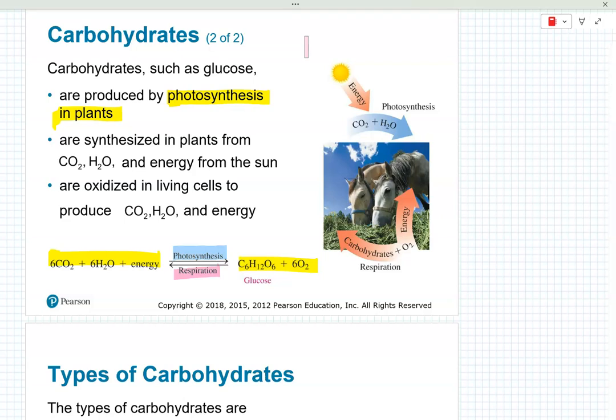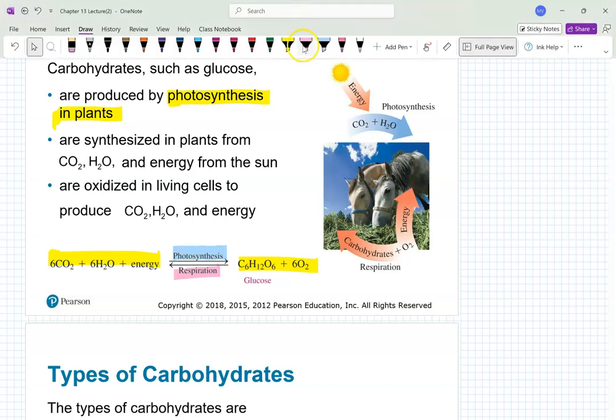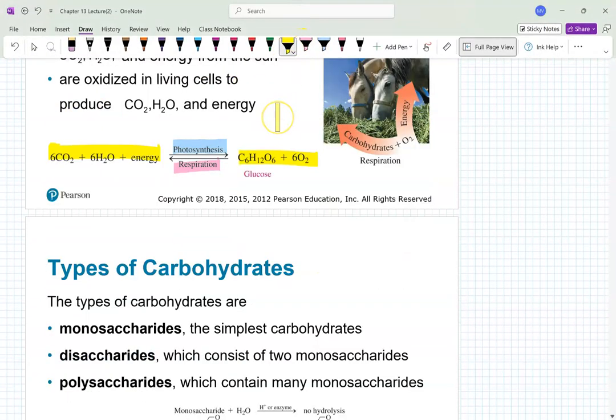Am I making sense? In other words, when you eat, I don't know, potatoes, which contain a lot of carbohydrates, these carbohydrates were produced as the result of photosynthesis. You oxidize those carbohydrates to release energy that is stored in them in the process of cellular respiration. So far we good? Okay.